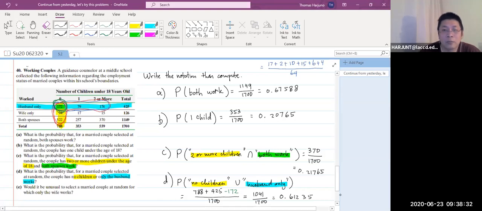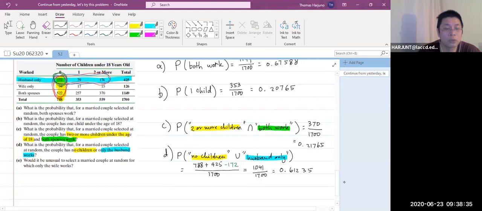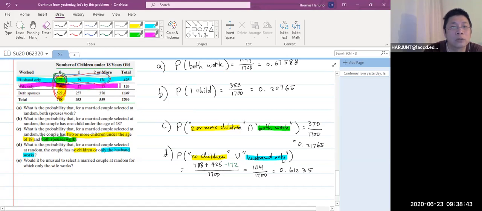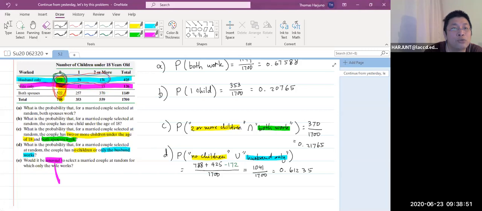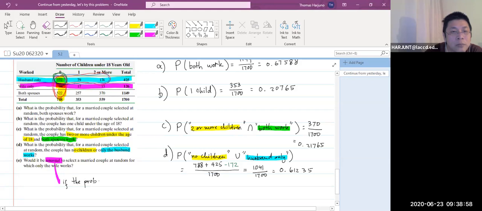Now part E. Will it be unusual to select a married couple at random for which only the wife works? Only wife works. Will it be unusual? Now, to answer that unusual question, an event is unusual if the probability is less than 5%. That's the rule of thumb.